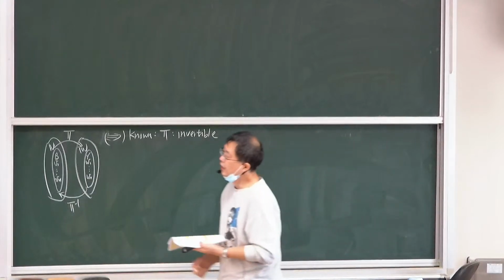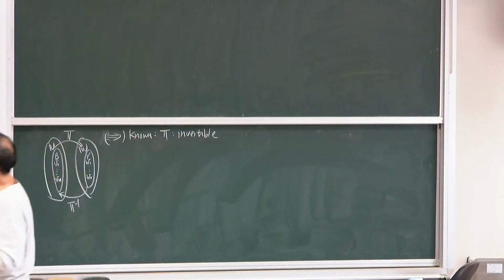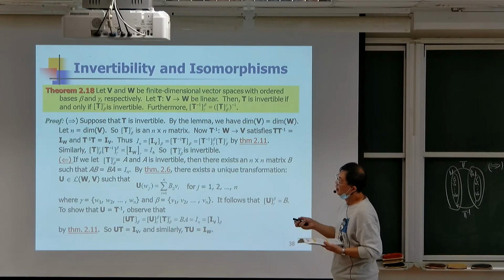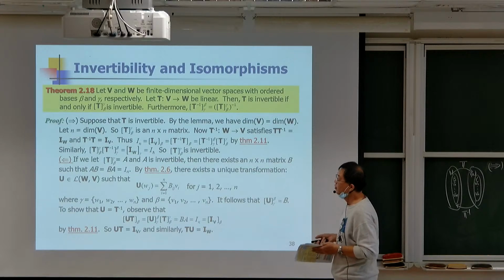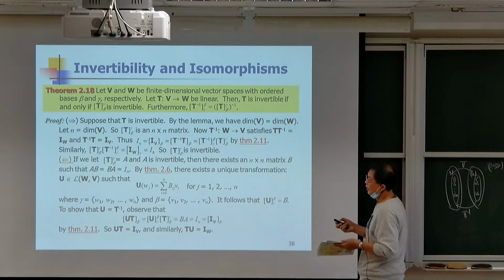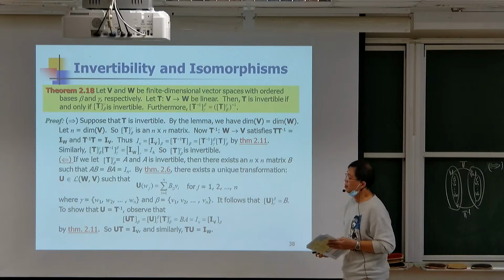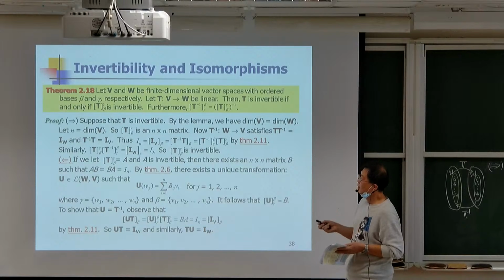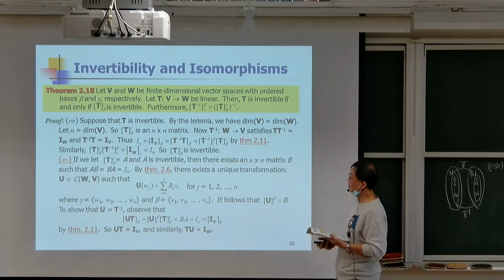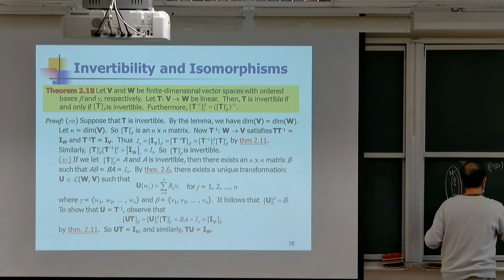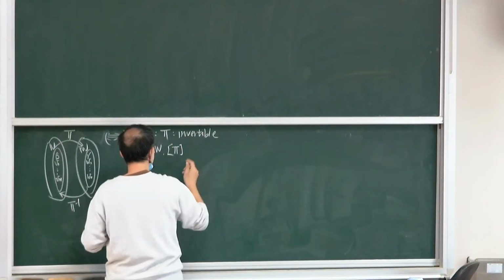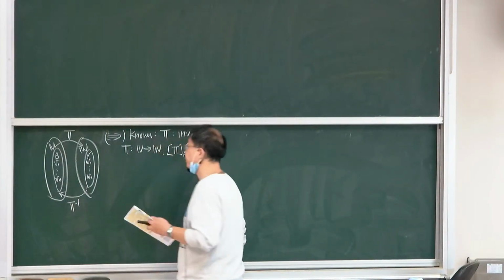Okay, so because T is invertible, we know that dimension V equals dimension W. Let the dimension of V equal n, so beta contains n linearly independent vectors, and gamma in W also contains n linearly independent vectors. So right now T is from V to W, and we can represent its matrix representation as this one.